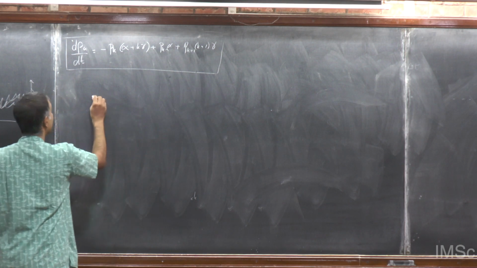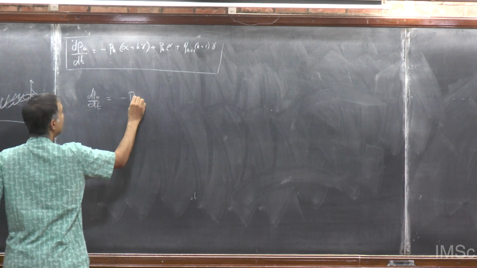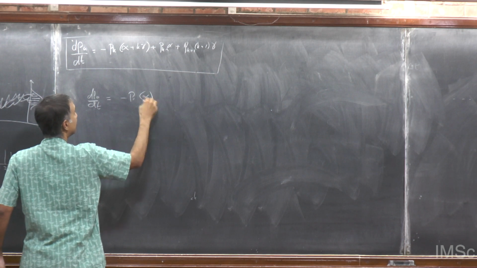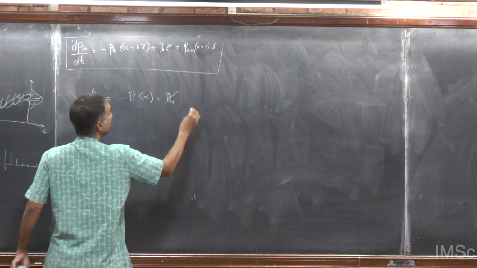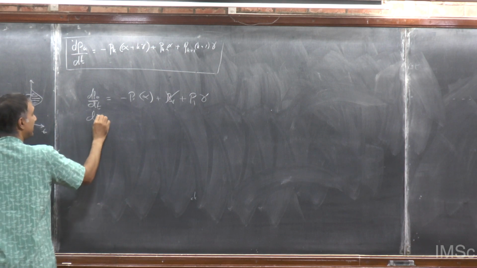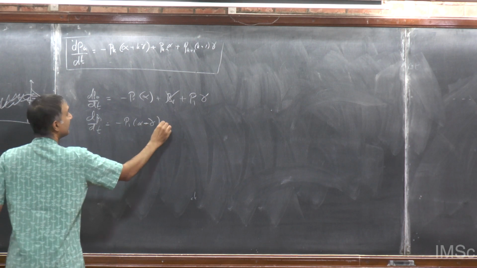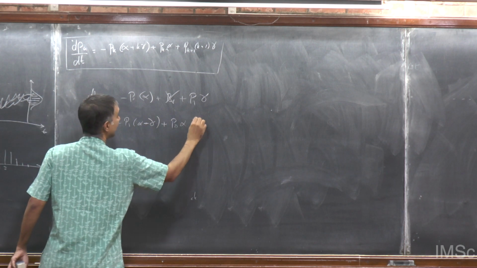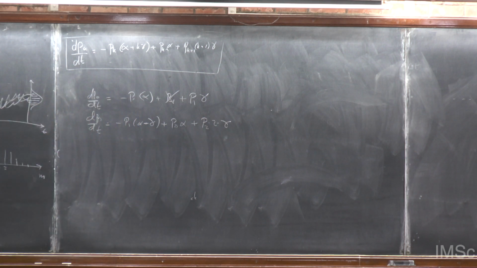Everybody see that? There's an equation for dP0/dt, which is minus P0 times (alpha plus 0 times gamma), plus P minus 1, which is nothing, plus P1 times 1 times gamma. Then there's an equation dP1/dt, which is minus P1 times (alpha plus gamma), plus P0 alpha, plus P2 times 2 times gamma, and so on. There is a large number of equations. And you've got to solve the whole thing.